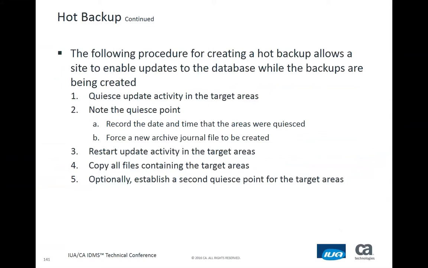While the database is quiesced, you want to force a new archive journal file to be created. So while the databases are in that short period of time where they're offline, you're going to want to do a DCMT vary journal so that you get a clean cutoff of the journals before the backup started and anything after. Once you do that DCMT vary journal command, you can then restart the update activity against the target areas. So you can vary them back online, or release a quiesce through the DCMT quiesce commands, and start all your processing.